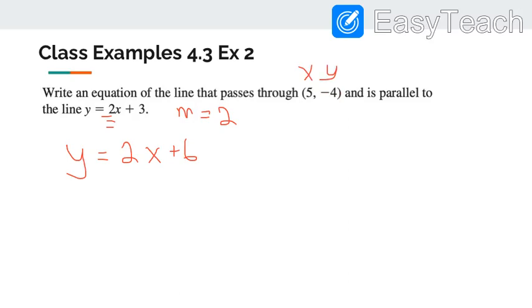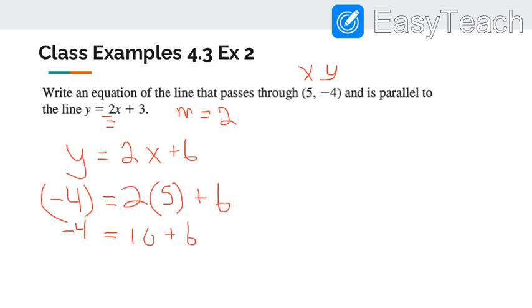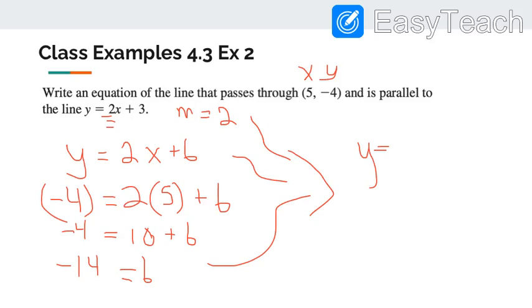So we'd simply have to plug in our x and y values. We would have negative 4 is equal to 2 times 5 plus b. We get negative 4 is equal to 10 plus b. Subtract the 10 to get rid of it, and we'd be left with negative 14 is equal to b. Therefore, once you have this and this and this, you can put them all together and they become y equals 2x minus 14.